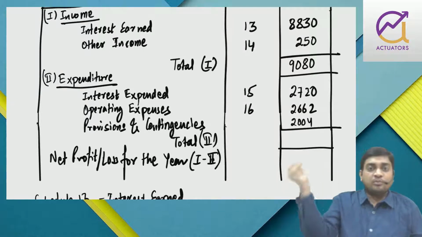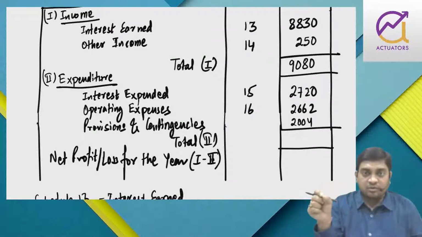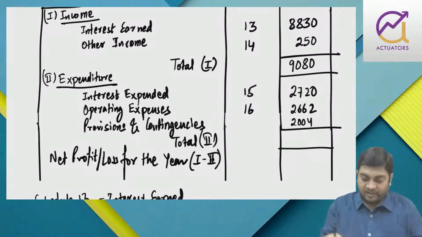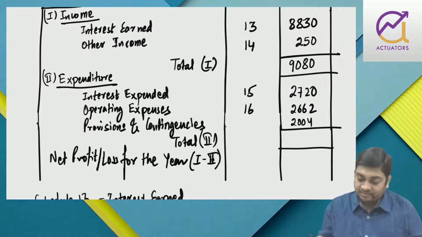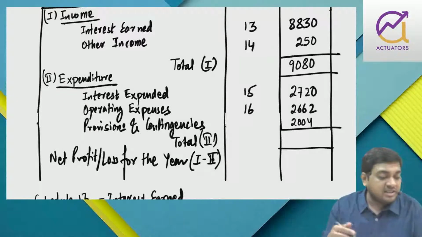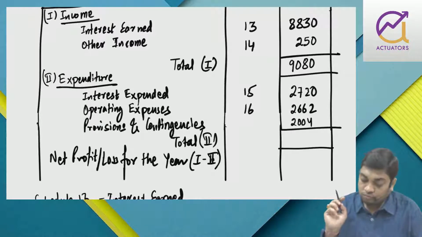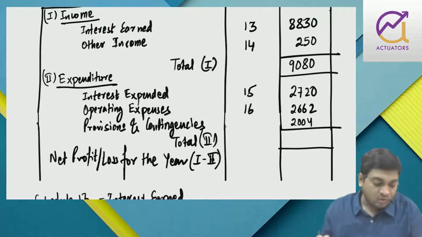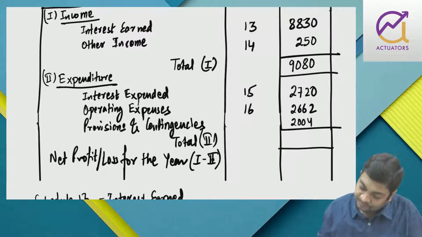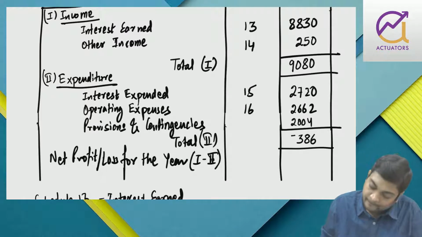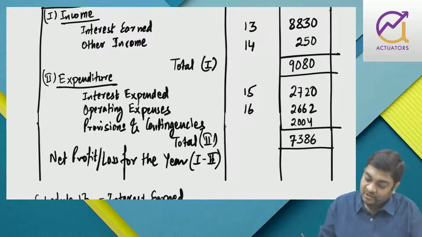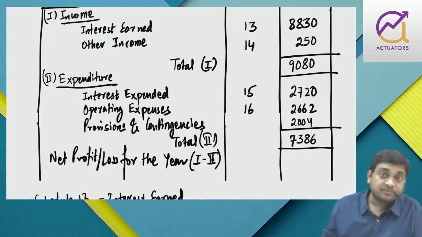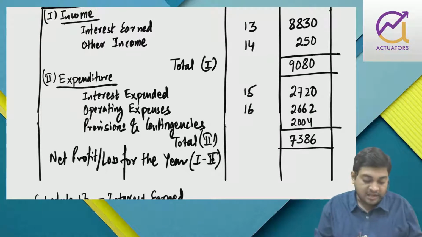So this figure is automatically given to us. Usually what you do, you prepare one working note, you get this provision for loans and advances and tax provision, you add up, and then it's already given, and they have mentioned it is including provision in respect of loans and advances as well as tax provision, 2004. So what is the expenditure total? Just do it. 7386. So this minus this will give us, just calculate, 9080.